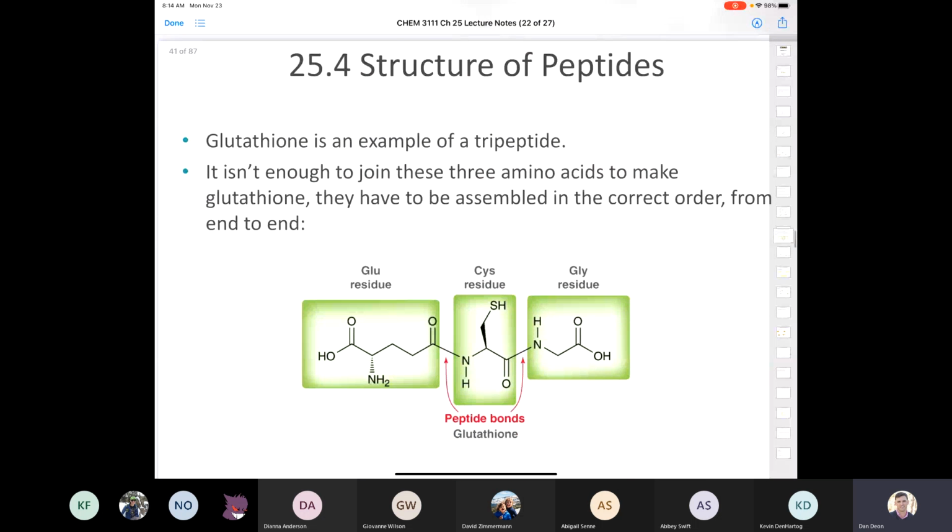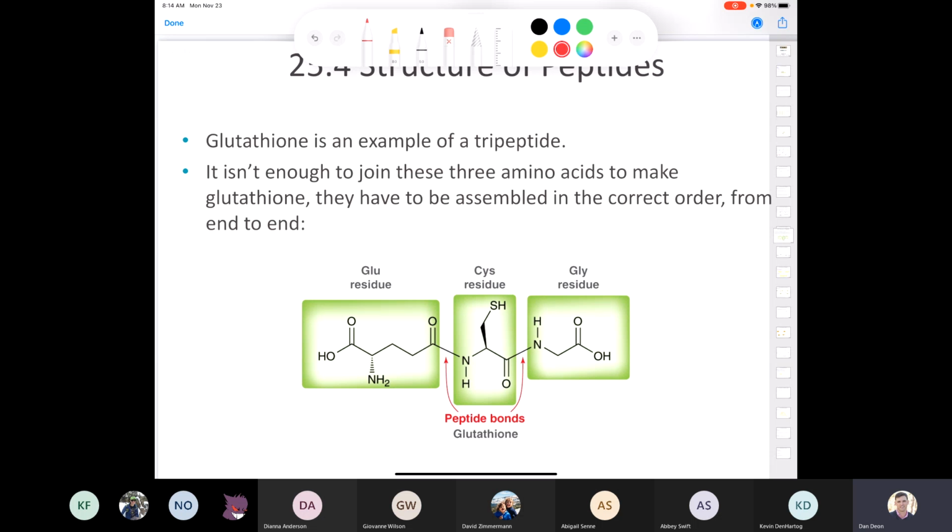So this is section 25.4. It says here, this interesting molecule shown down here with these three green boxes, this is called glutathione. Sometimes it's abbreviated GSH. Glutathione is an example of a tripeptide. The thing is, glutathione is made of 3 amino acids. It's made from glutamic acid, cysteine, and glycine.